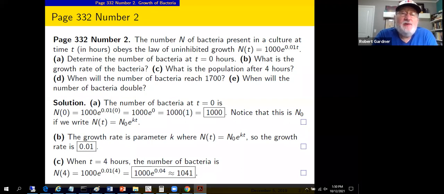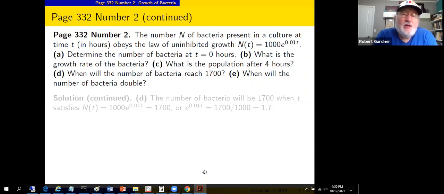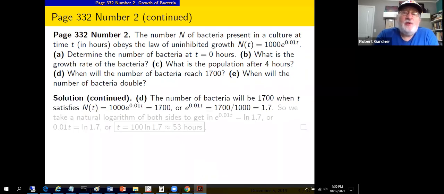Part D asks, when will the number of bacteria reach 1,700? We have two variables, n and t. t gives the when. So this is a what is t question. In part C, we were told t equals 4 hours and asked a population question, asked about the n value. So we solved for n in part C. In part D, we have a formula, the model, and we want that to equal 1,700. So we'll set that equal to 1,700 and solve this equation for t.